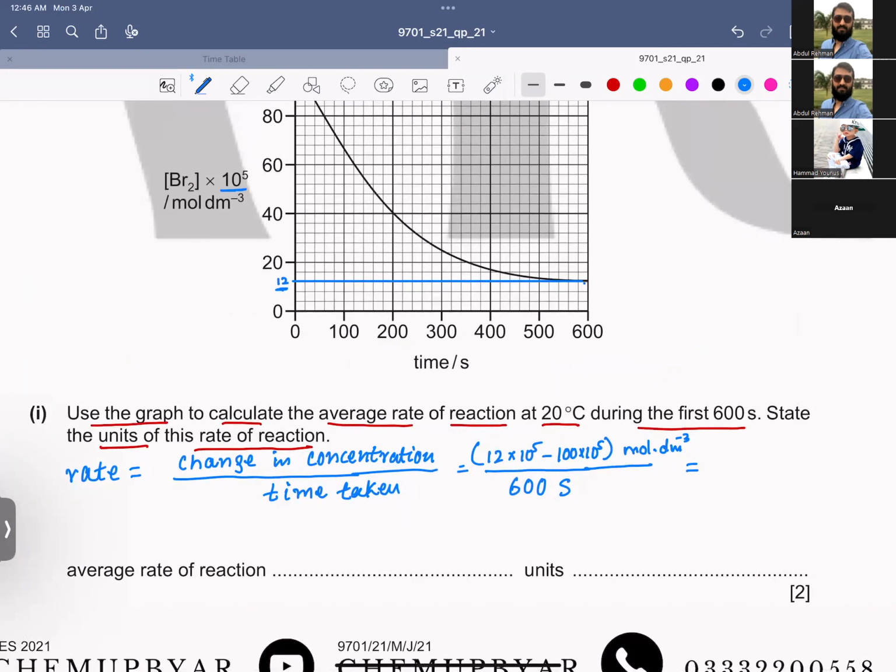Yes, can anybody tell me the value? The answer, please. Sir, minus 14,666. Minus 14,000. 666. Okay.